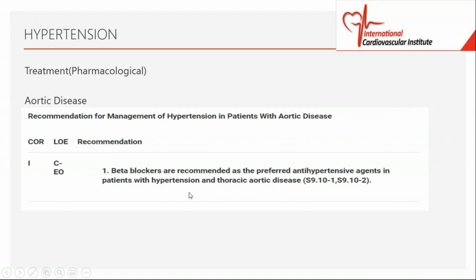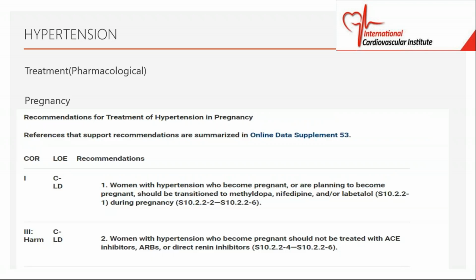So if the patient has any type of, say, aneurysm, beta blockers are reasonable. And again, the rationale for that is the shear force, dP/dt. You want to lower the heart rate as much as possible to reduce the shearing force.